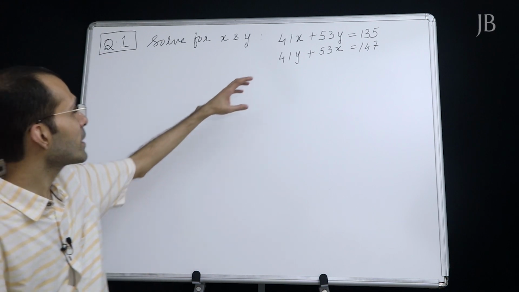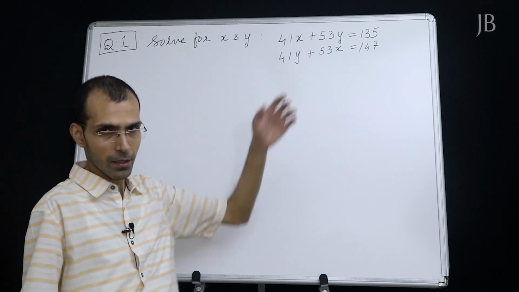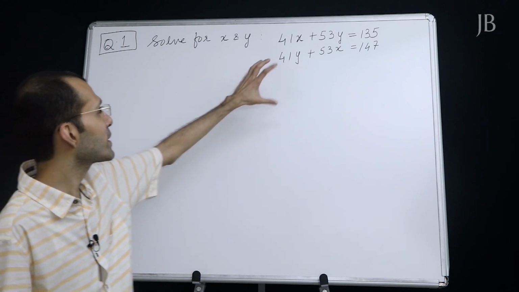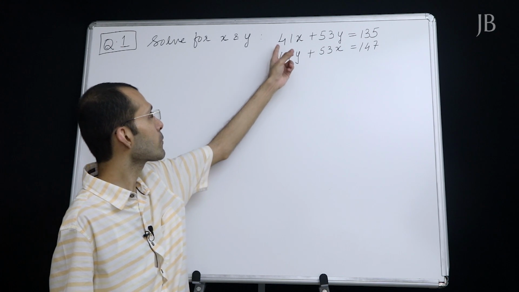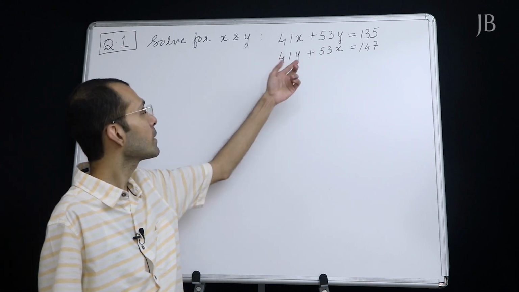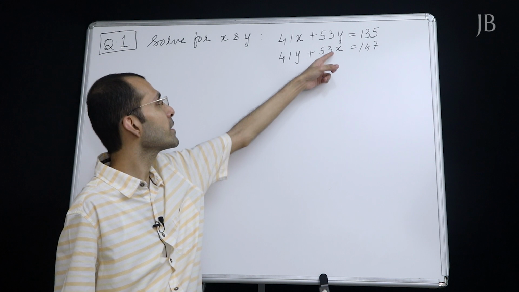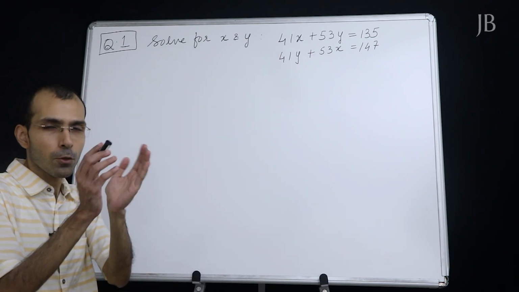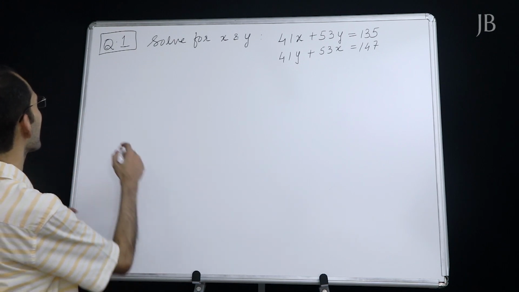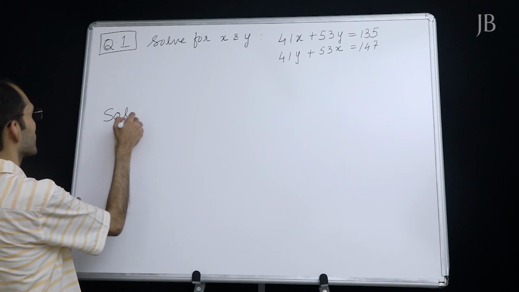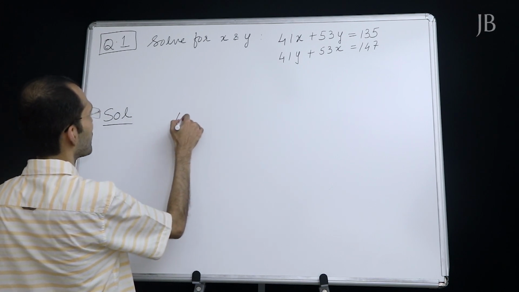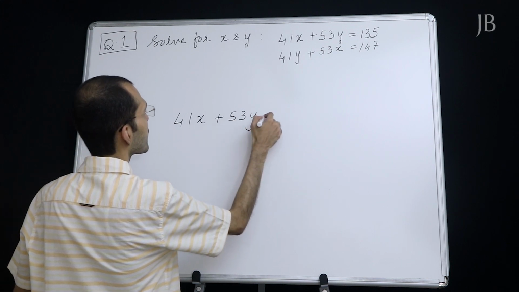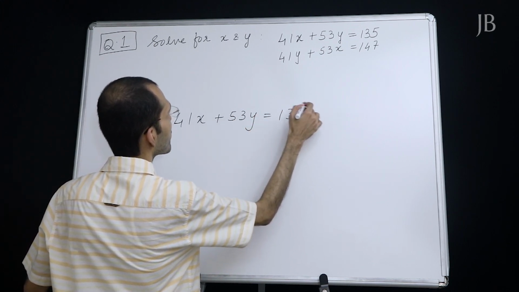Sometimes the sign can be different, that's okay, but the magnitude should be the same. Here it is working out, so coefficients are interchanged. Coefficient of x is 41, here coefficient of y is 41. Here coefficient of y is 53, here coefficient of x is 53. So this belongs to the CI variety, coefficients interchanged. So how do you tackle this? Now this will be 41x plus 53y is 135.